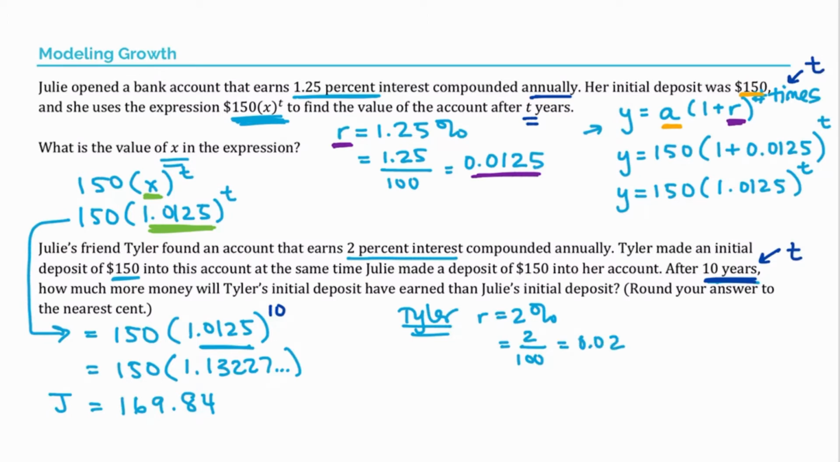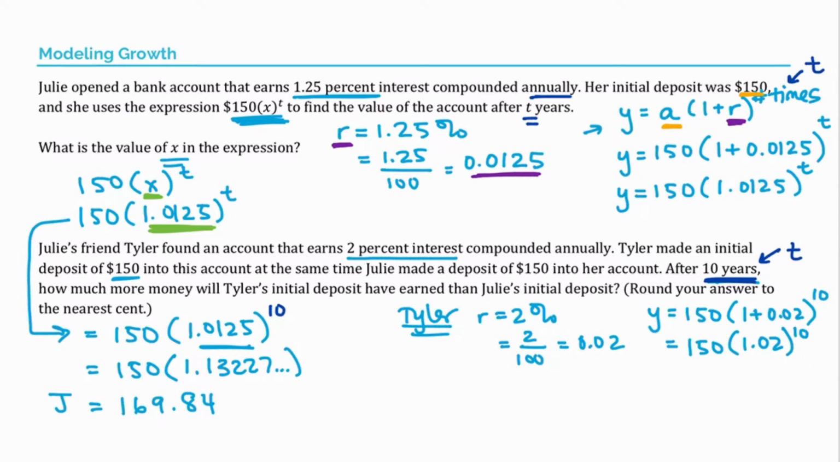All right, so what is Tyler's equation going to be? It's going to be y equals that same deposit, 150, times 1 plus his rate, which is 0.02, raised to the power of the total number of times that it changes. Remember, it happens annually, which is once per year, times 10 years, so t is 10. So the equation for Tyler is 150 times 1.02 to the power of 10.